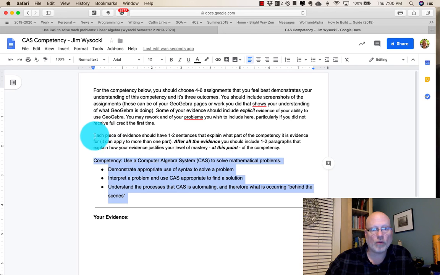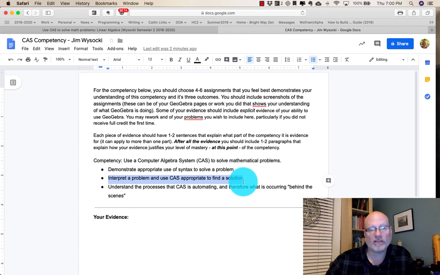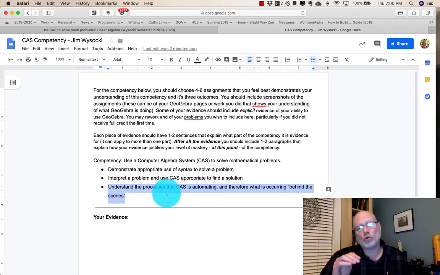So when I talk about the 1 to 2 sentences explaining what part of it is evidence for, this is what I'm talking about. Are you demonstrating appropriate use of syntax? Were you able to actually interpret a problem and use CAS appropriately to find a solution? There's some editing I have to do there. And then do you understand what the CAS is actually doing? So yeah, GeoGebra does some cool stuff, but do you understand what's going on in the background? So part of that is going to be helping me understand that you know that as well.